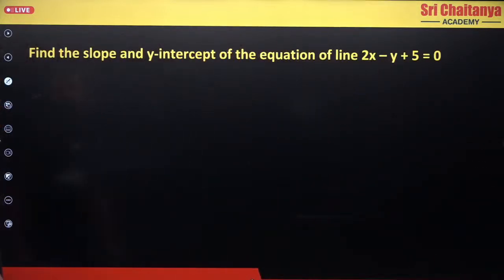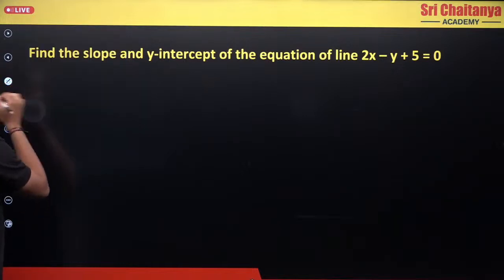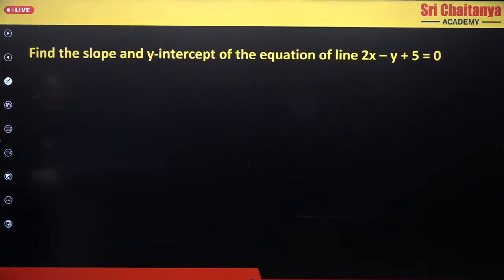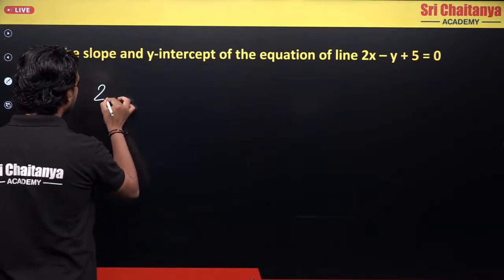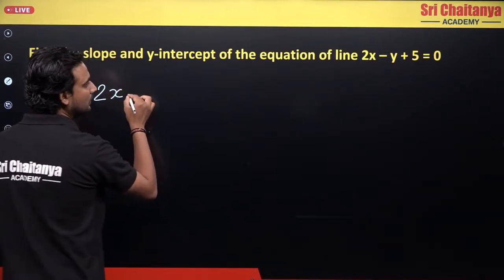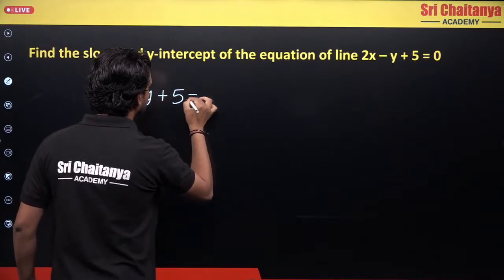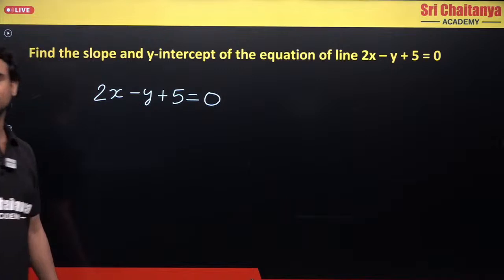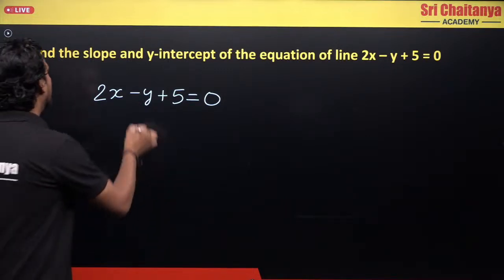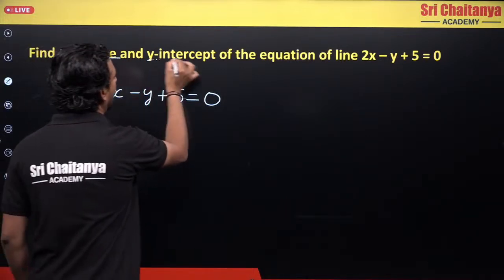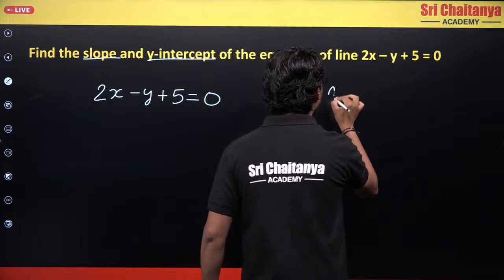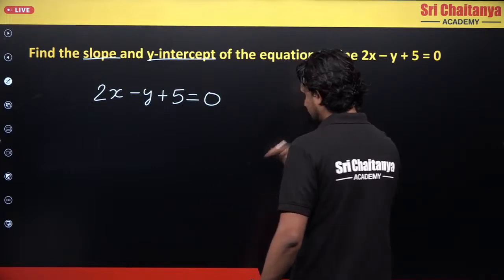Let's do a question. In this question, it is given: find the slope and intercept of the equation of the line 2x minus y plus 5 equals 0. So this is the equation of the straight line given to me. And what do I have to find? I have to find the slope and the y-intercept. So basically I have to find m and I have to find c.